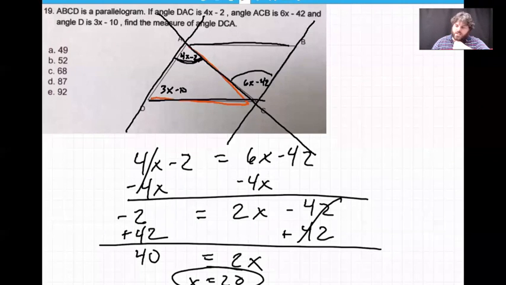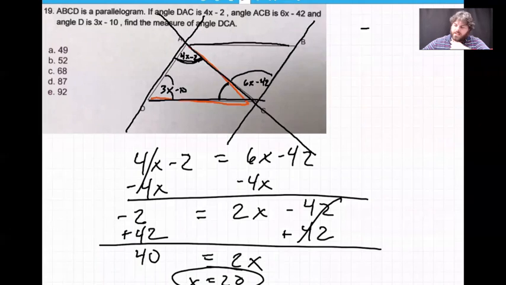Now, what does it ask for? It says for the measure of DCA. That's the orange angle. So that's this one here. Well, I don't know that one. I don't even know an expression that represents that, but I do know expressions that represent the other parts of the triangle. And so if I can find these two here, that means I'll be able to find the third one, because if I know two angles of a triangle, I can find the third.